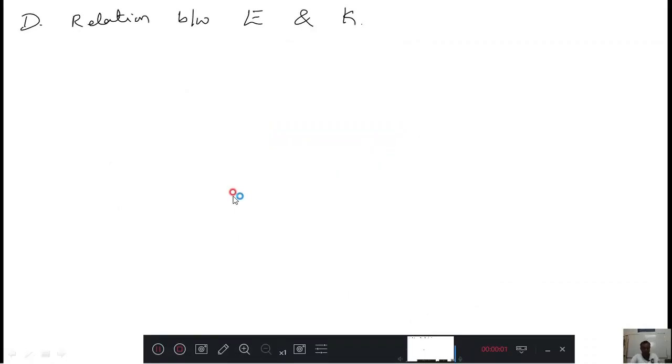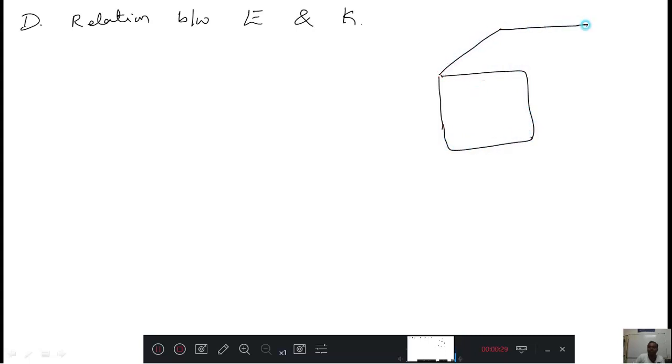Next one, last derivation in module 1. Last derivation of module 1. Derive the relation between Young's modulus E and bulk modulus K. For this I will consider one three-dimensional body. That three-dimensional body will be like this.